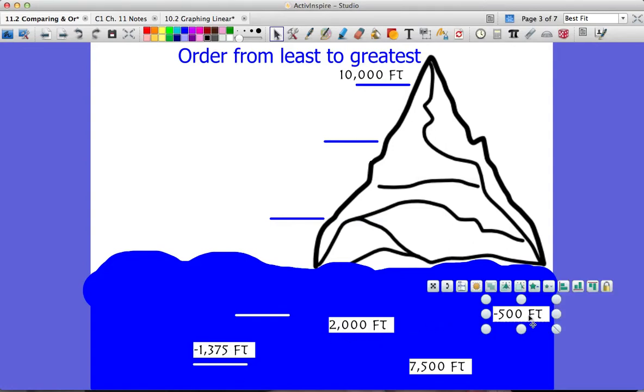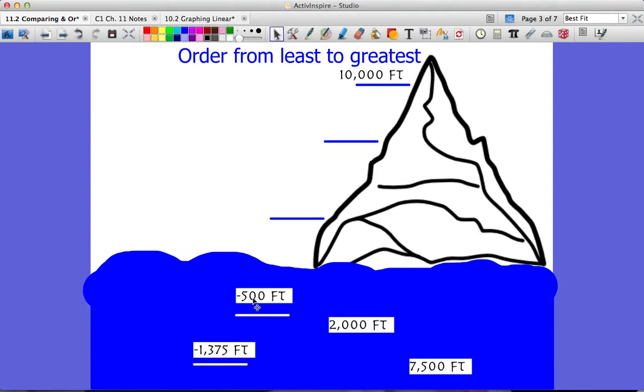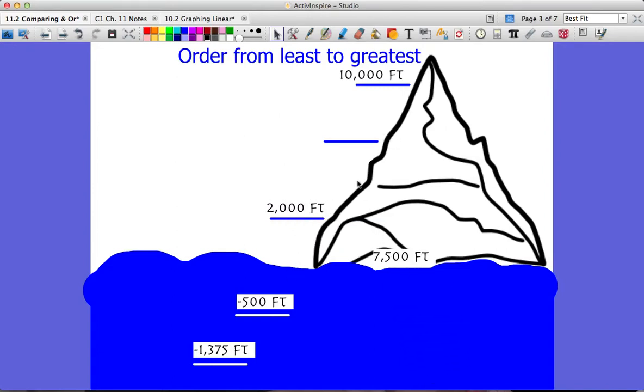Our next smallest would be the -500 feet because you're 500 feet below sea level. And then 2,000 feet because you're 2,000 feet above sea level. And then 7,500 feet above sea level.